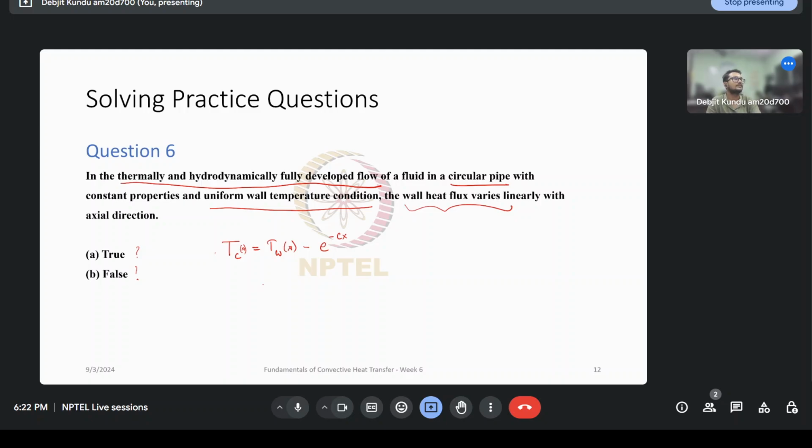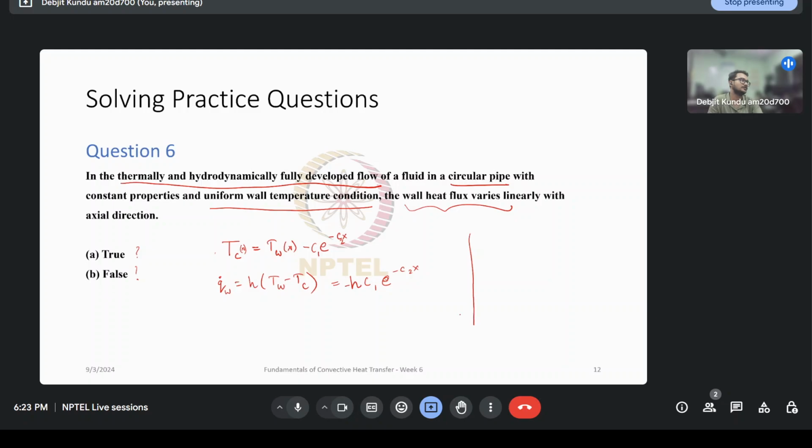Now, the wall heat flux, this is equal to some h into T wall minus Tc, right? So this will be equal to h into this difference. This difference is again, okay, some C1 and C2 was there. So this will be now C1 e power, sorry, e power minus C2 into x. Now this actually decays exponentially.